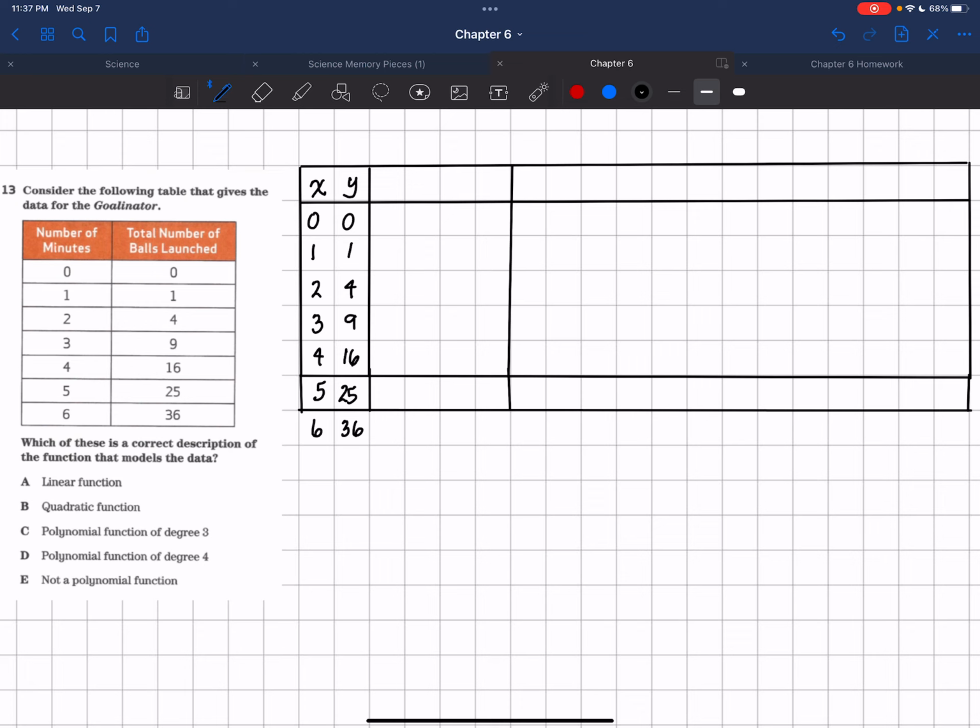This is an interesting function. If I can remember at the end, I will show you the actual function that makes this. I believe this one's going to be a 3rd degree. But let's see.